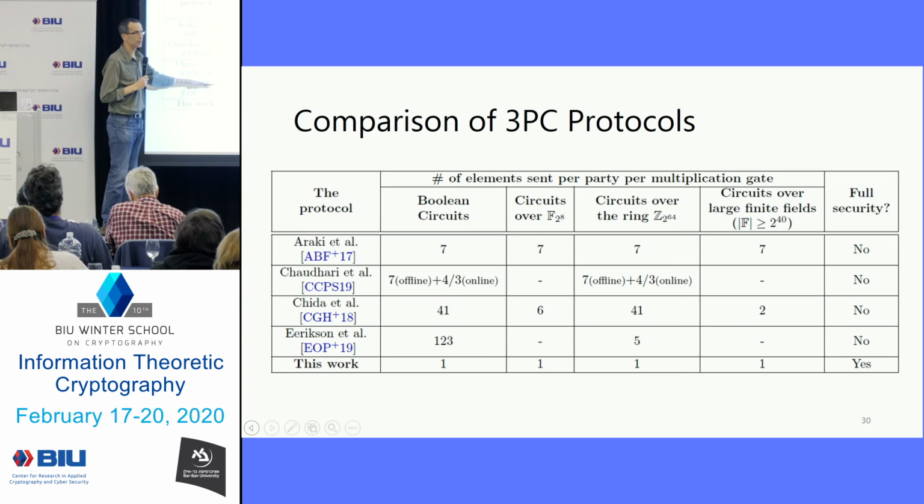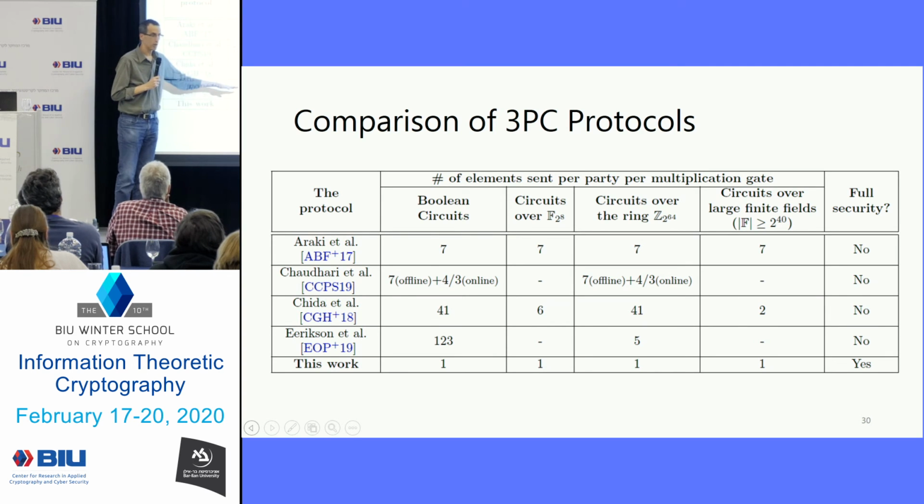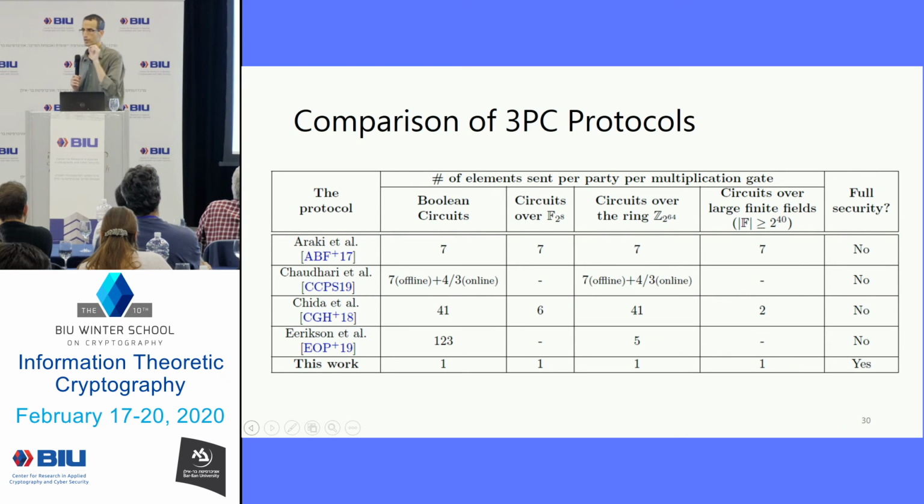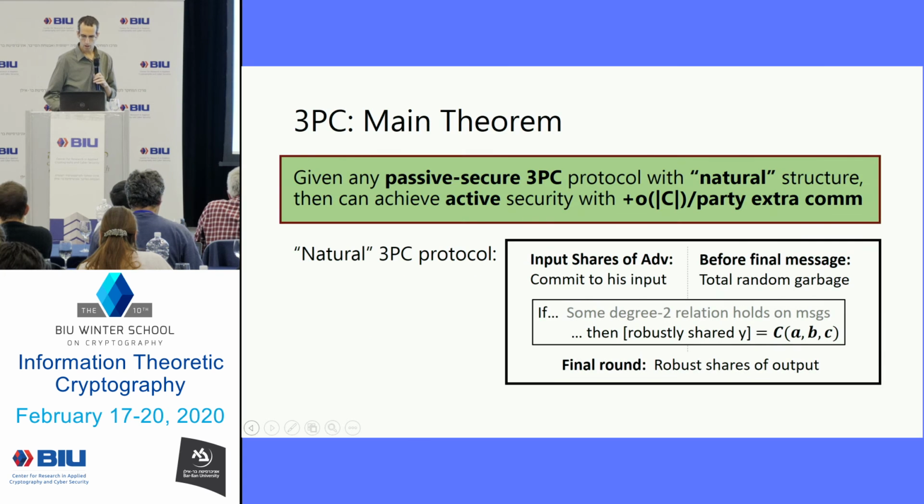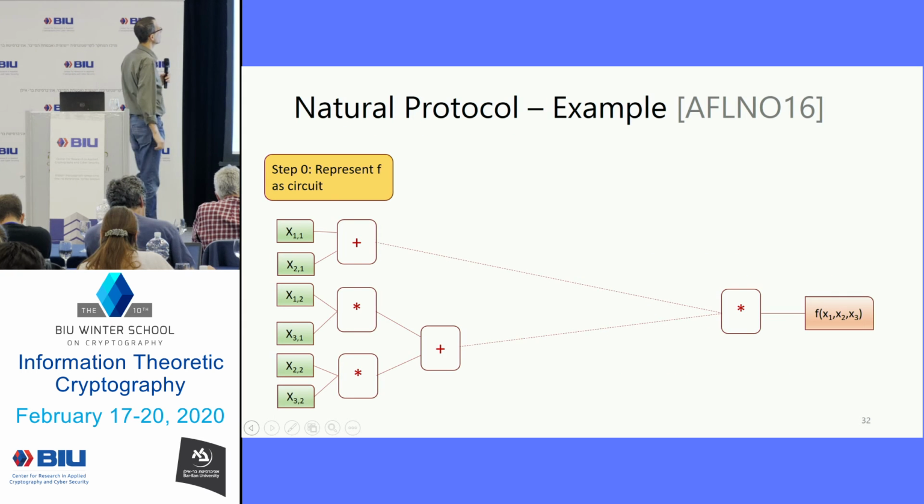This is a nice table showing how great we are compared to everything else. So here are numbers of various wonderful works, and this is our work. The lower the better, and this is like one field element per party per gate. That's what we want to achieve in the case of 3-party protocols. I'll get to that later on. Let's see the protocol.